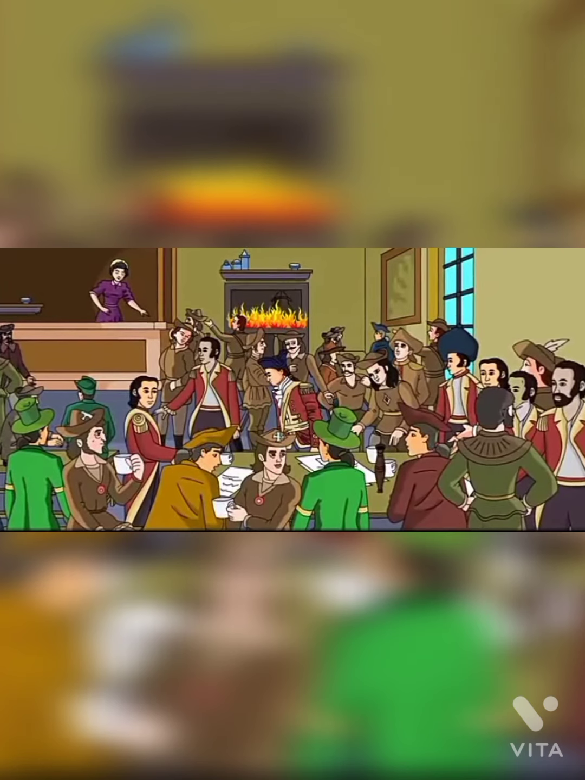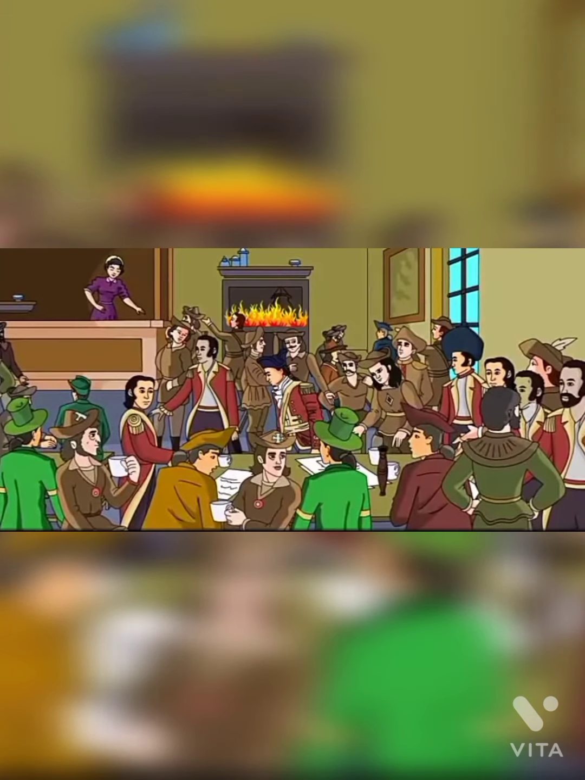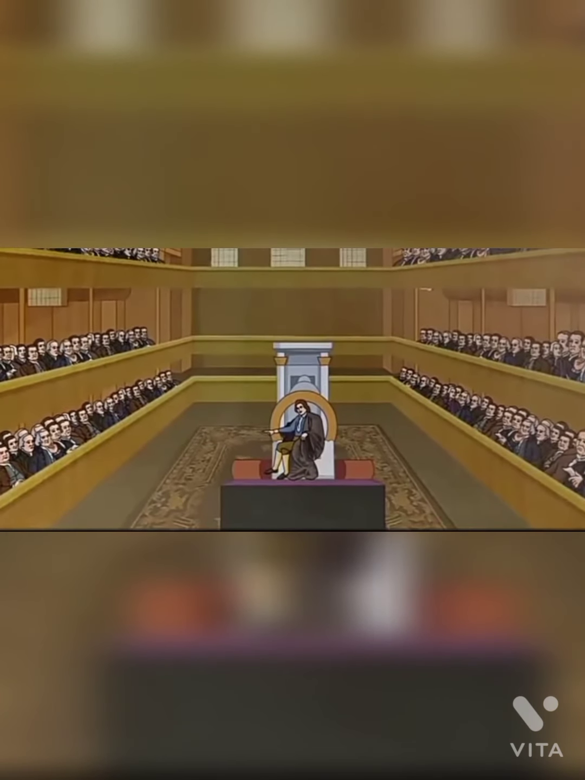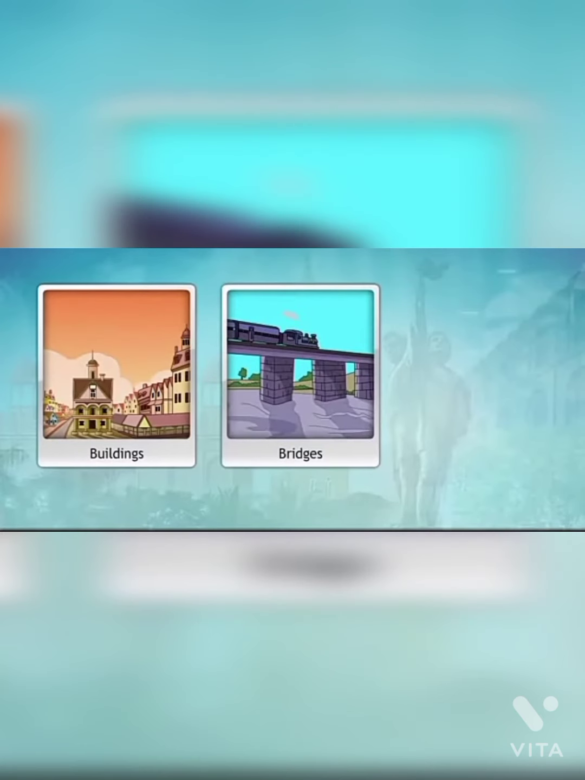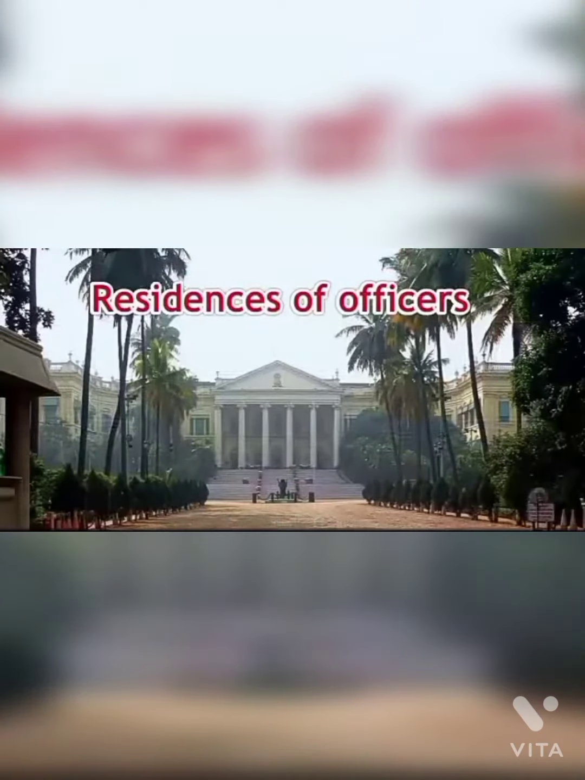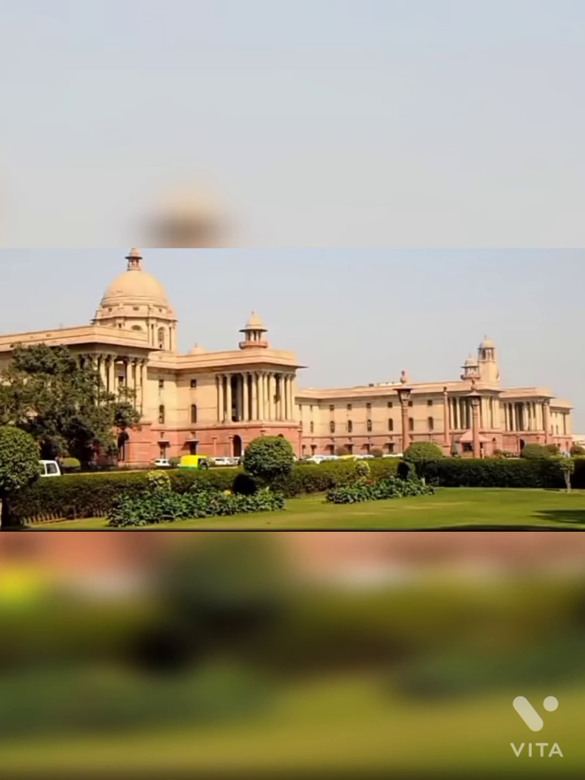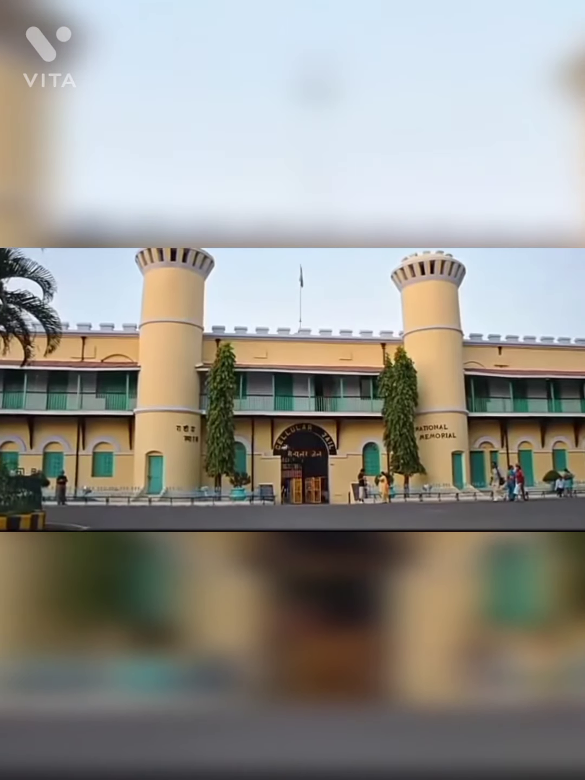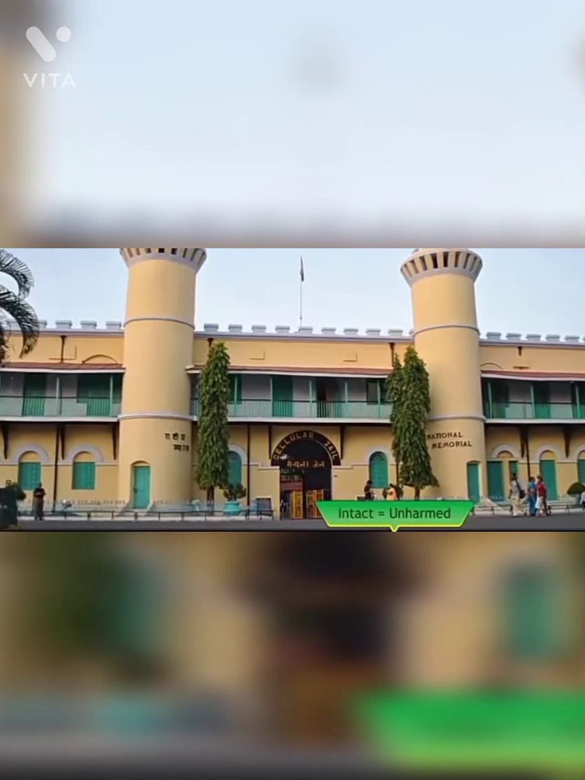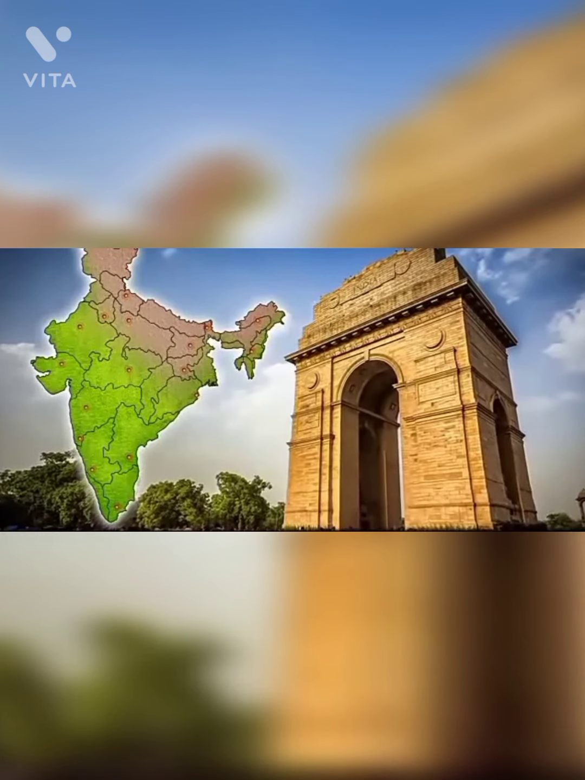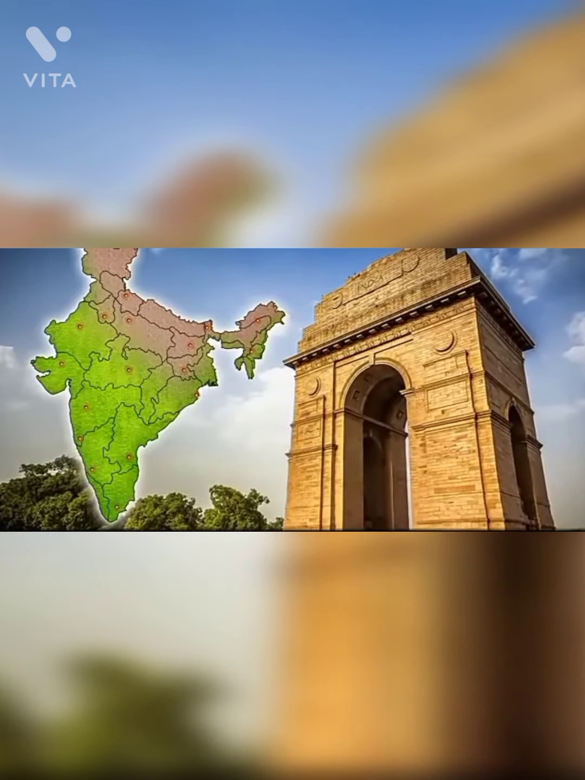The period of modern Indian history is believed to be the period of European, especially British, rulers and governors of princely states. In this period, various buildings, bridges, roads, water supply systems, fountains, etc. were built. These buildings include government offices, residences of officers, leaders and revolutionaries, palaces of rulers of princely states, forts, prisons, etc. Among these monuments, many buildings exist even today. Some are declared national monuments, whereas some are converted into museums.